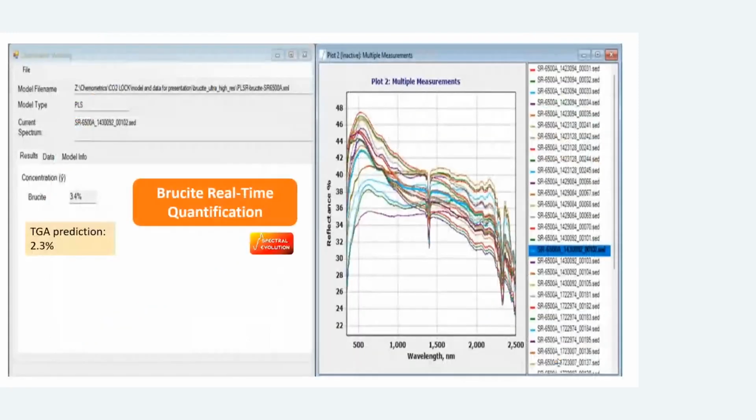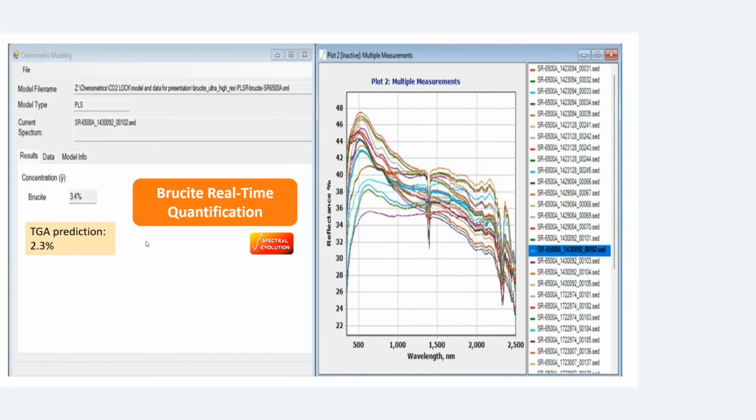So let's take a look at that. Let's start with the brucite. Here is a screenshot of the imported model that we built, and also test data being used in real time. If you look here on the left, you'll see that it gives real-time quantification as you take measurements with the spectrometer. And it's also using its post-processing style being shown here.